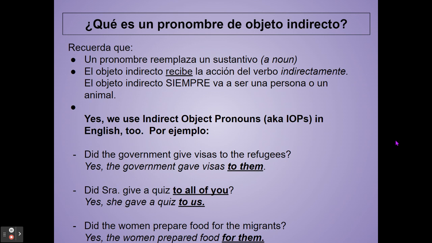Ok, y voy a usar inglés ahora un minuto. So first things first, when we're dealing with indirect object pronouns, it's important to be aware that, when we're dealing with a question answer situation, in some cases, yes, you are going to see an indirect object that is a noun, like to and then a noun, or for and then a noun, like to the refugees in the first example here, or for the migrants in the last example here. However, it is quite common when we're dealing with indirect objects to have a question that utilizes an indirect object pronoun and for us to have to answer with another indirect object pronoun.